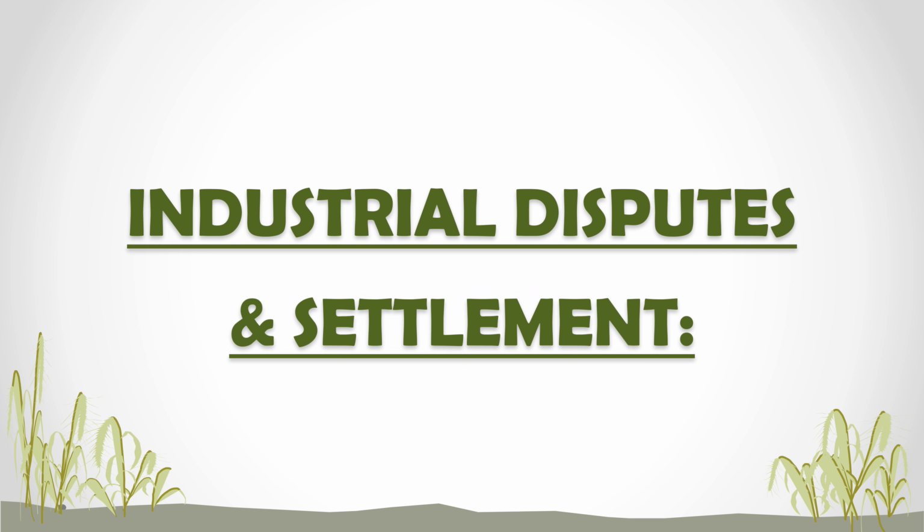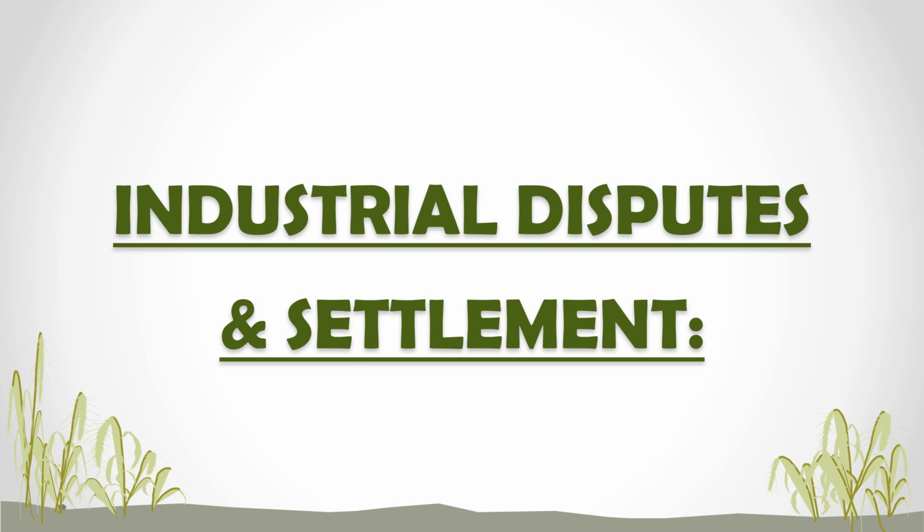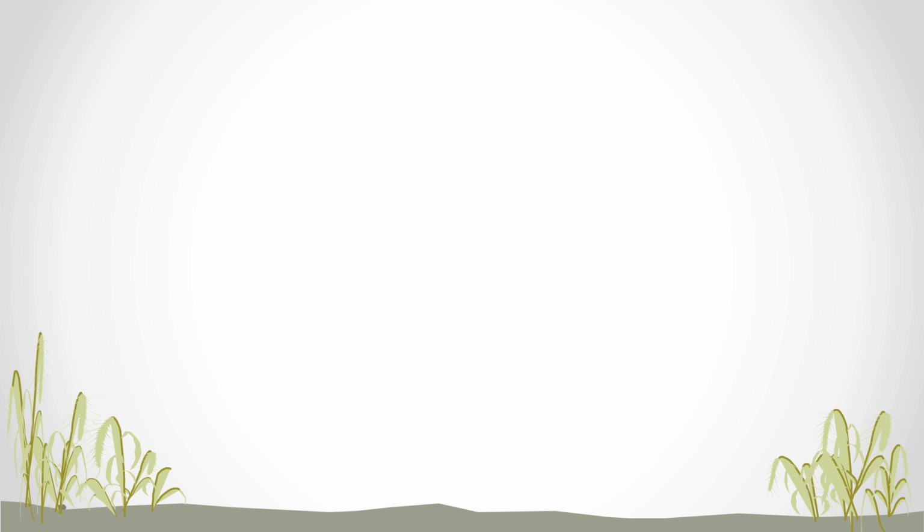And today we will discuss Chapter 19, Industrial Disputes and Settlement. In this chapter we will be discussing industrial relations: concept, objectives and importance, conditions for sound industrial relations, industrial disputes: causes, industrial disputes in India, industrial disputes: preventive machinery, industrial disputes: settlement machinery. Let's start.